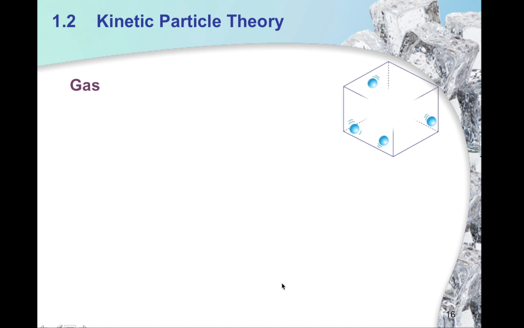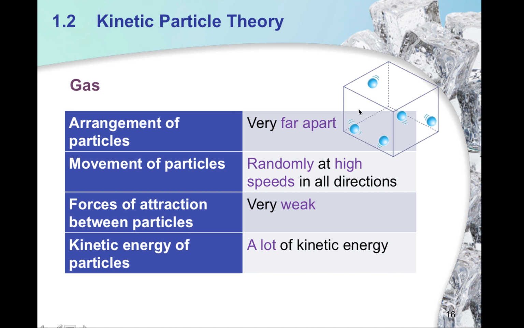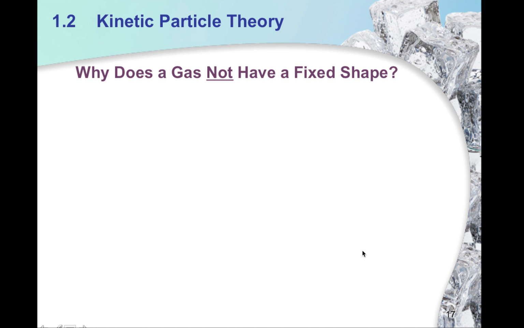For gas, on the other hand, the particles are actually very far apart, and they are always moving randomly at high speed. The reason is because there's so much space for it to move around, and of course the force of attraction is very weak as they are very far apart from each other. This results in the particles having a lot of kinetic energy, hence it can actually move at very high speed and in a random order.